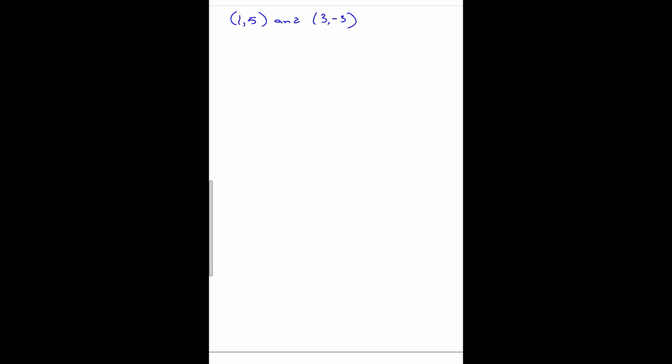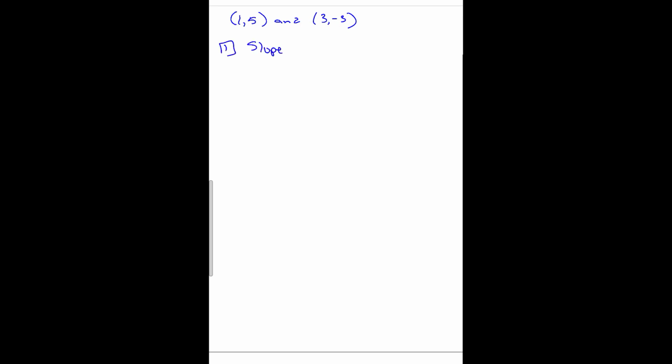Hi, so this question comes from Chapter 2, Section 2.2, problem number 1. The directions say write a linear formula in slope-intercept form for the line passing through the points (1, 5) and (3, -3). So the very first thing we have to do is find the slope.